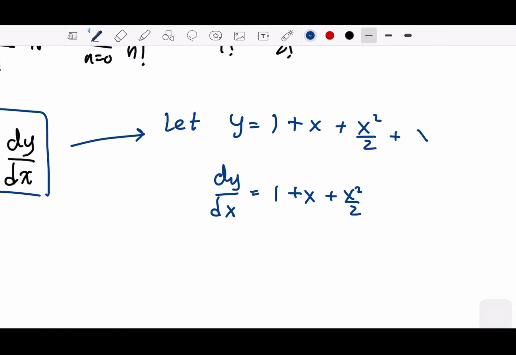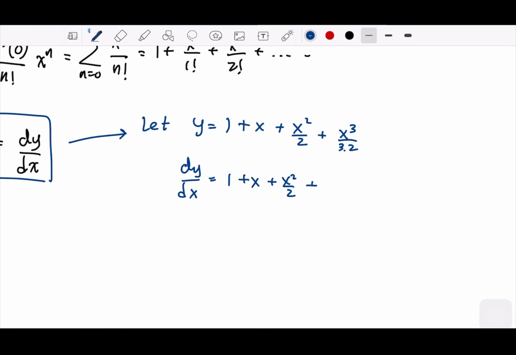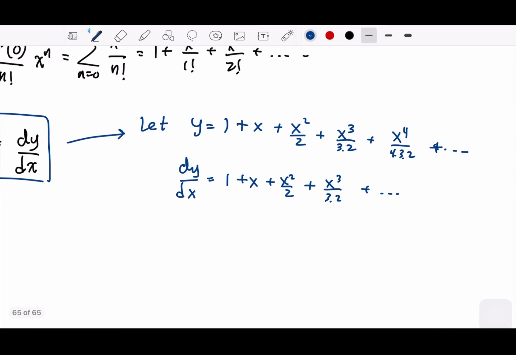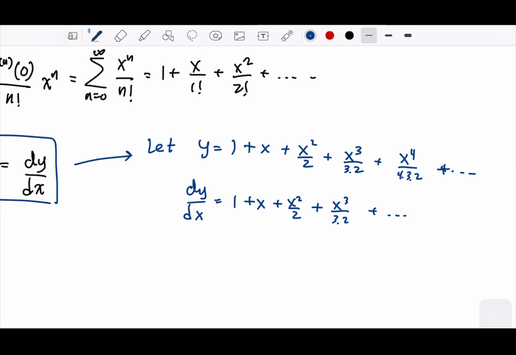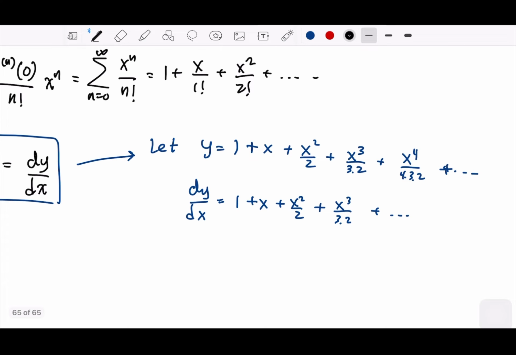And again, we need to have the x cubed. But when we derive, this should be the same. So we need to divide by 6, right? 3 times 2. And this becomes x to the 4 over 4 times 3 times 2, and do you see the formula here is the same? So you can think from this perspective to get the e. So actually this is our e to the x. We can set up e to the x as a series of 1 plus x plus x squared over 2 plus x cubed over 3 factorial.